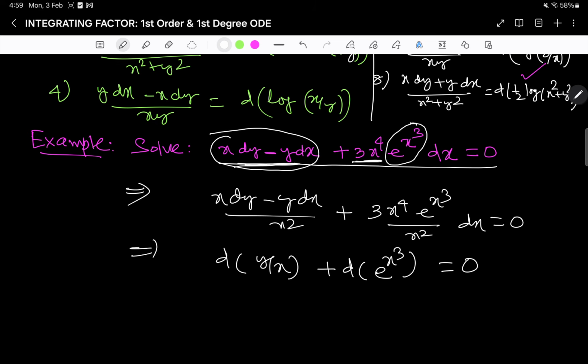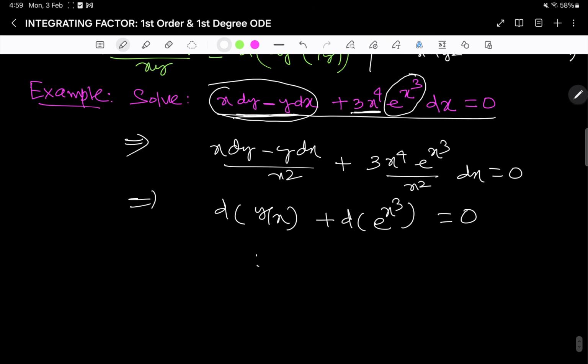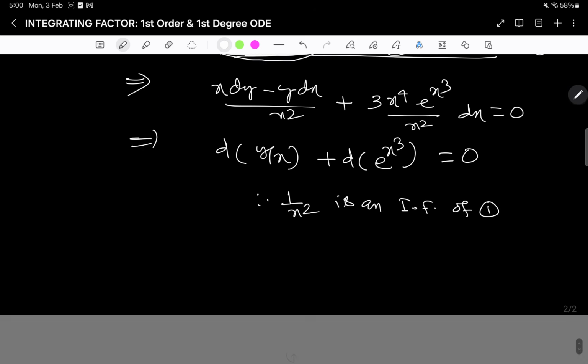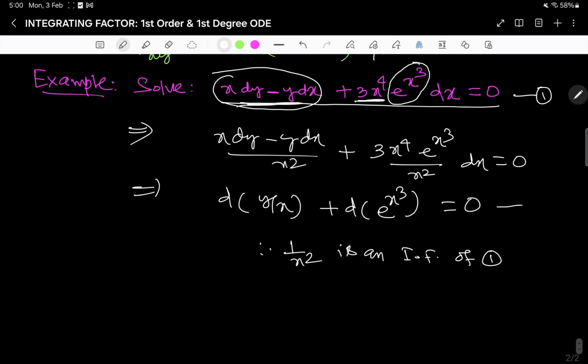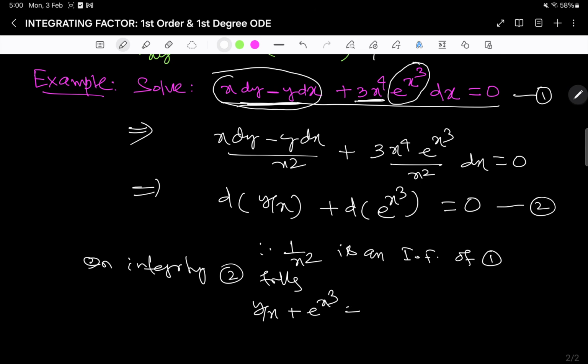So now this 1 by x square. So therefore 1 by x square is an integrating factor of equation 1. Let it be my equation 1. Okay. Now you solve it. This is my 2. So on integrating 2, it follows y by x plus e to the power x cube is equal to some constant. So this is my answer.